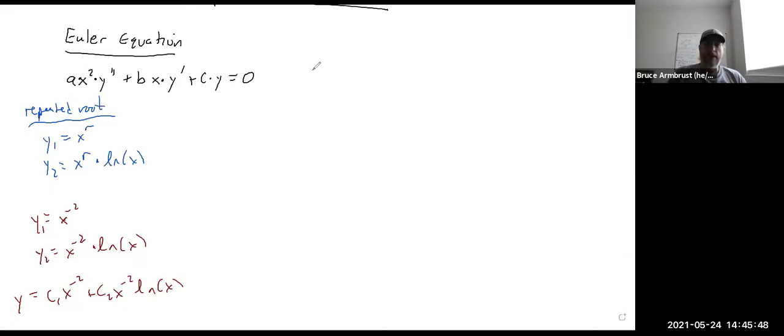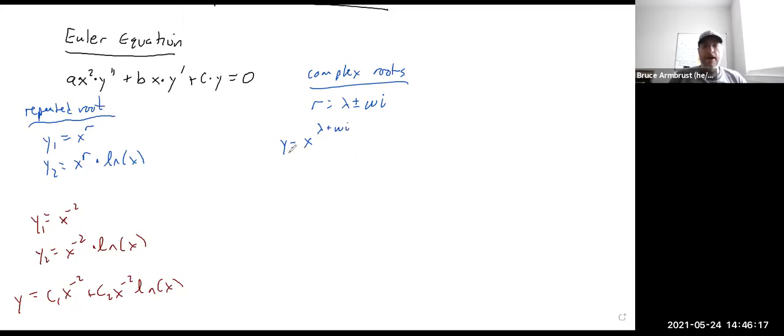Okay, so let's go to this set where we have complex roots. And we'll do the same thing as we did before, where we're going to have r equals lambda plus or minus omega i. At least I think that's what the letters we used were. So if we follow the same process, we're going to get y is equal to x to the lambda plus omega i, y1. So this is going to be x to the lambda times x to the omega i.